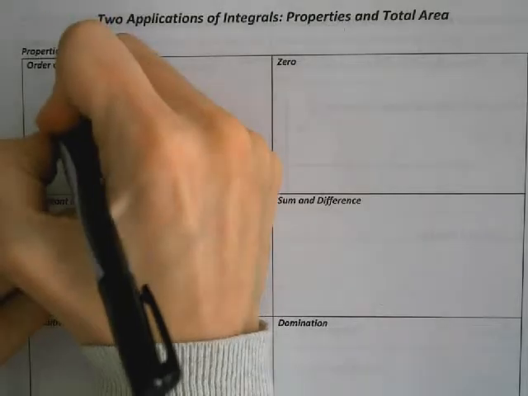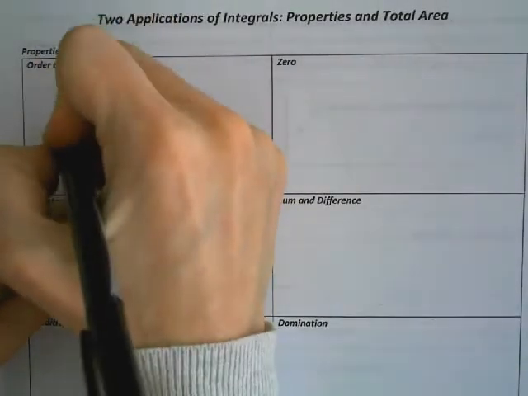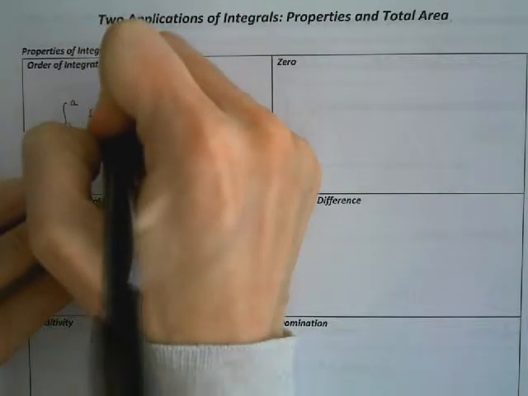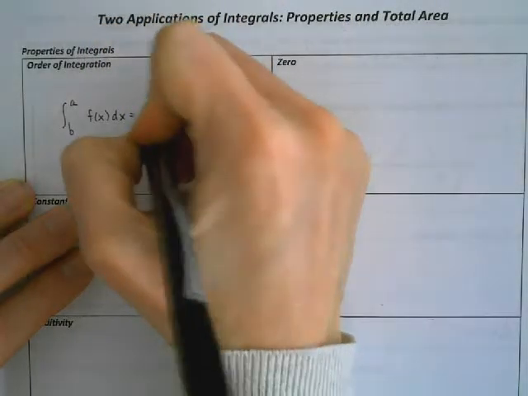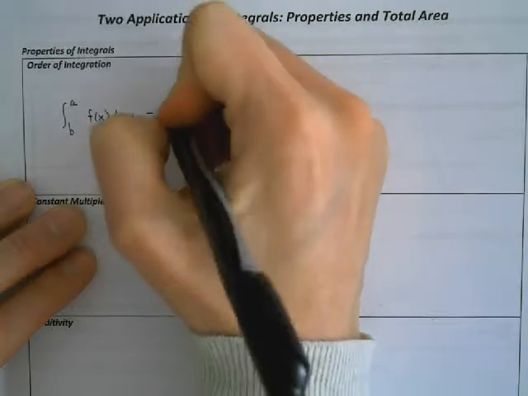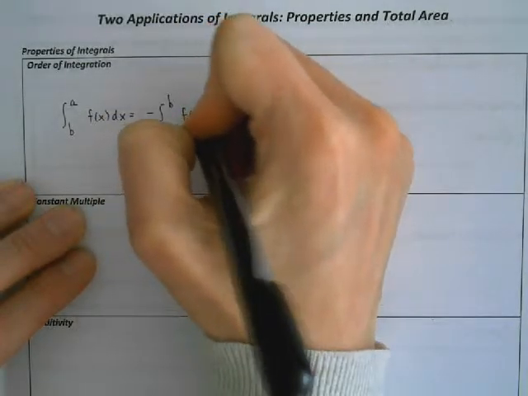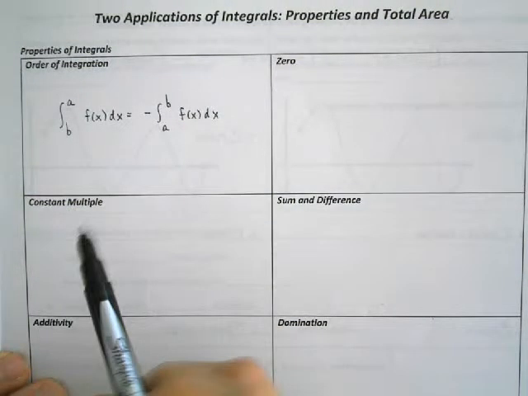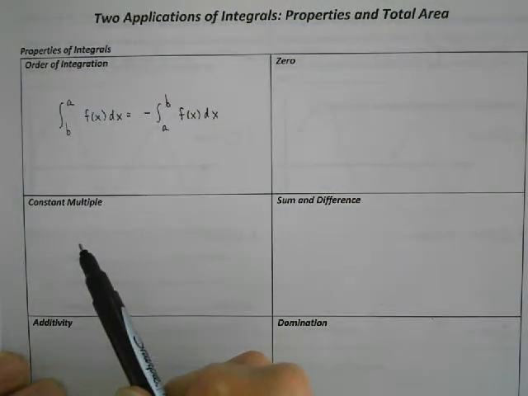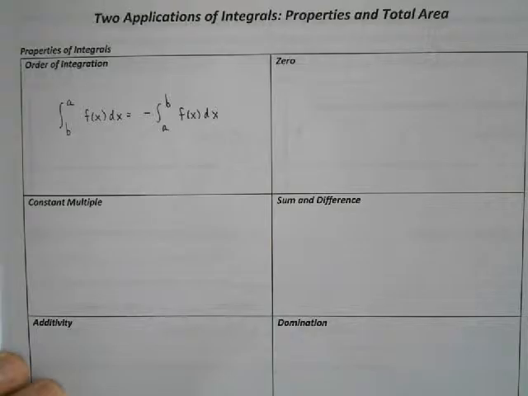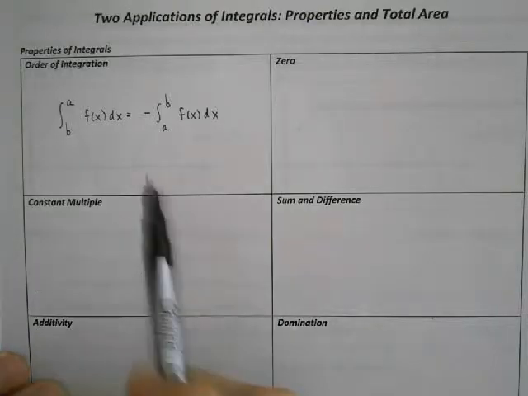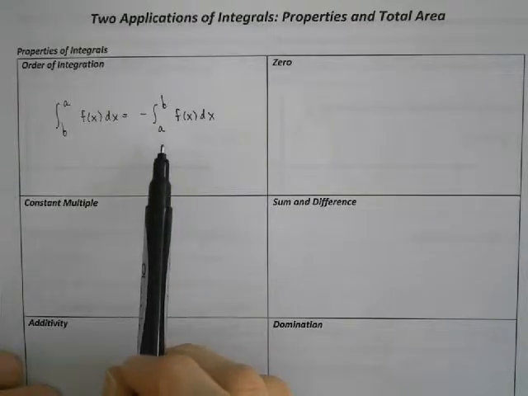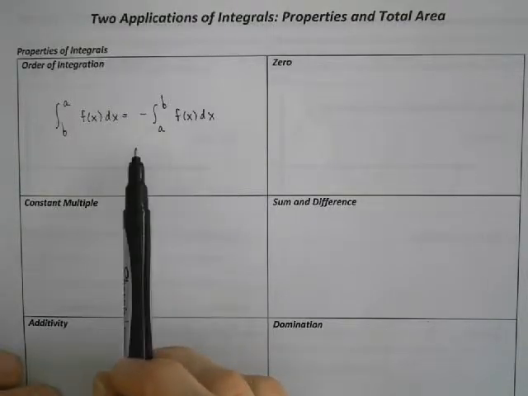And all this says, I'm going to write the integral from b to a of f of x dx is equal to the opposite of the integral from a to b of f of x dx. So in other words, if we switch the order of integration, we change our upper and lower limits of integration, then we're going to change the sign of that integral. And so we talked about this a lot when we were looking at graphs, and we talked about kind of going backwards.